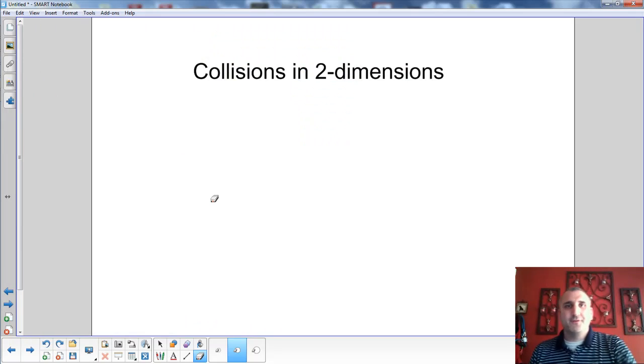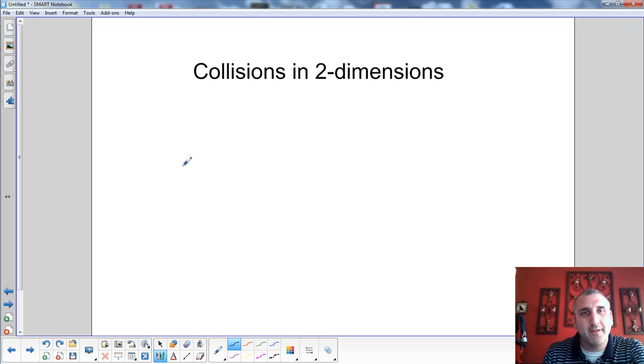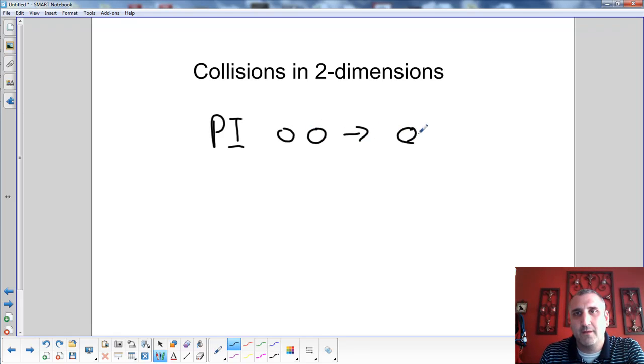So now we move on to collisions in two dimensions, and we're basically in the same area as we were before with collisions in one dimension. The only thing is we still have perfectly inelastic collisions, where you've got two objects that will join together and become, for better or worse, one object and go off in some direction.